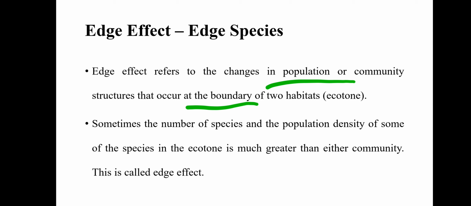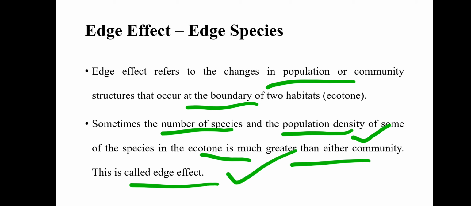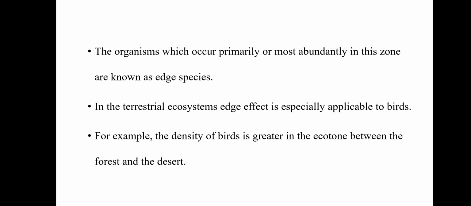Generally, a changed community structure is found in that ecotone, which is not found in ecosystem A or B. Sometimes the number of species and population density of some species in the ecotone is much greater than in either community. This is called the edge effect. The organisms which occur primarily or most abundantly in this zone are known as edge species. The unique species found in that ecotone area are known as edge species.